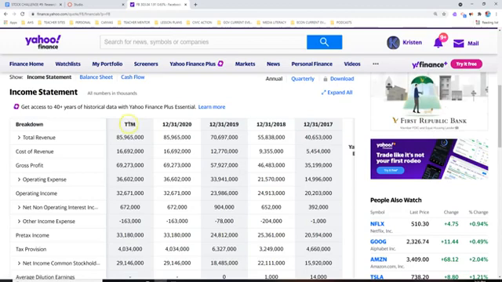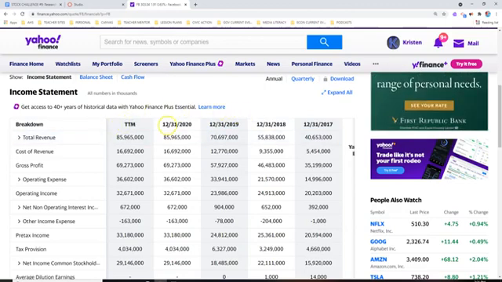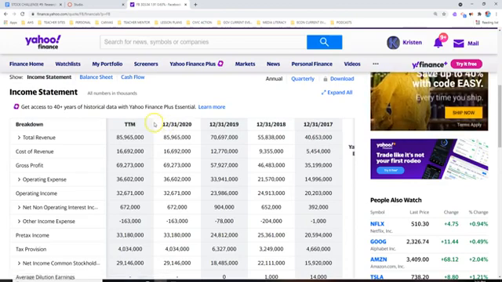And if you're curious, you can go back and compare the income statements from previous years and see how the company's revenue, profit, and cost change over time. So you're going to specifically look at the total revenue. So revenue for a company is the money the company generates by selling its goods or services.